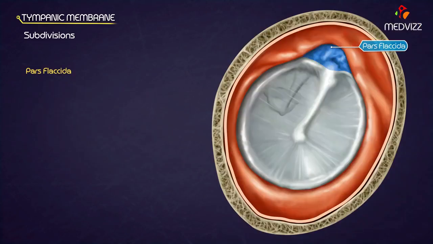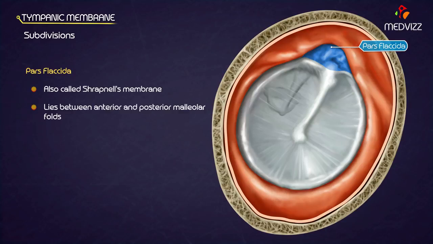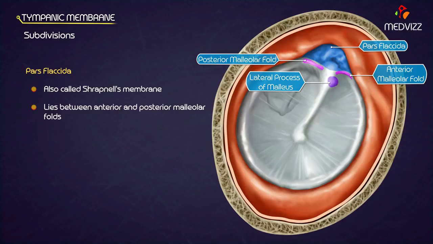Pars flaccida. This is also known as Shrapnel's membrane. It is a small triangular region above the lateral process of the malleus, between the anterior and posterior malleolar folds. This part is thin, lax, and appears pink in color.